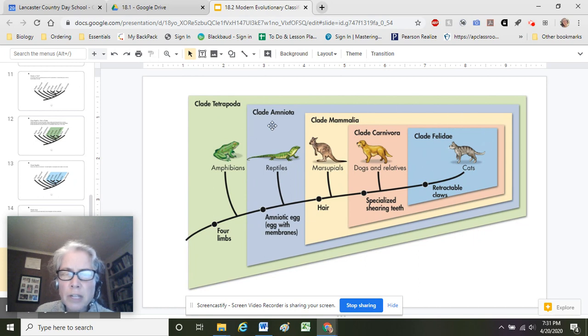This group here, which includes reptiles, birds, and mammals, is the amniotes. This group here is the mammals. And here we have the carnivores, which includes both dogs and cats. But cats are distinguishable from dogs because they have something that the dogs don't have. All right, so this is a good evolutionary classification, a good cladistic approach to the naming of groups.